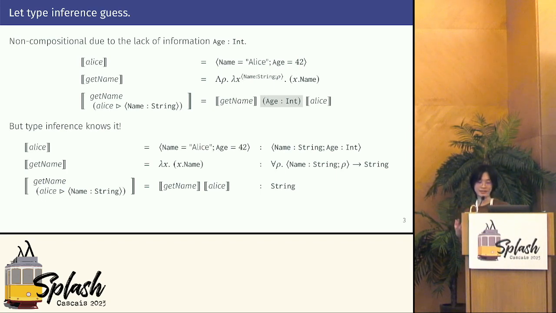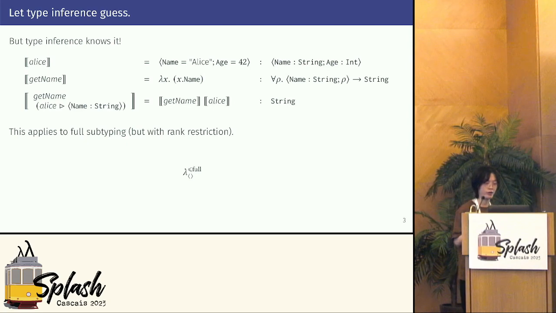And the type inference automatically infers a polymorphic type for the function. It is a real polymorphic type as we have seen before. And when you are doing the function application, it automatically instantiates the row variable to the missing label age with type int. So it works quite well. It works not only for simple subtyping, but also for full subtyping.